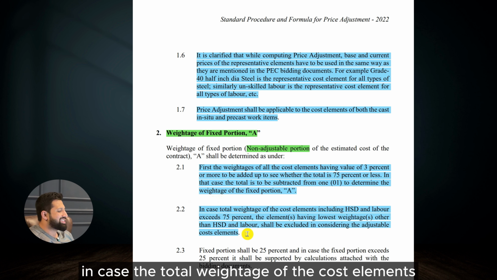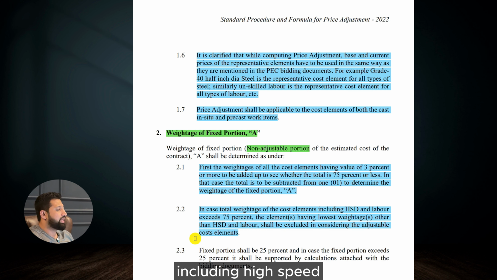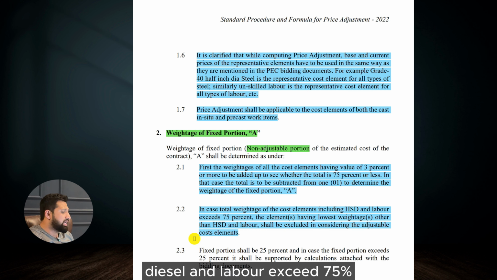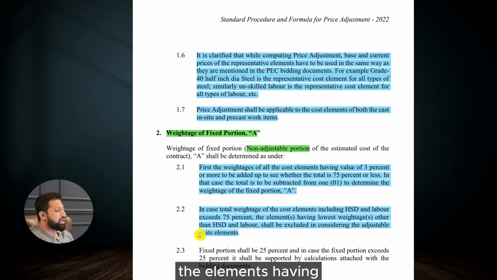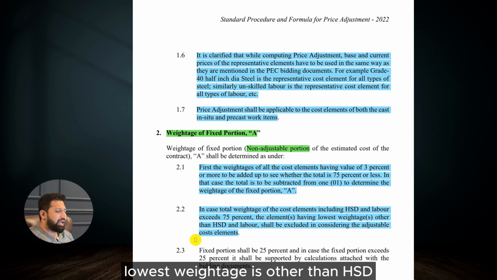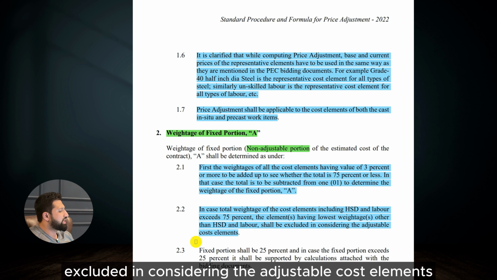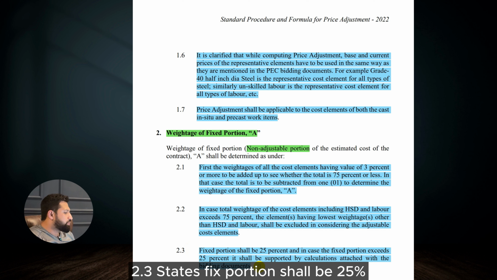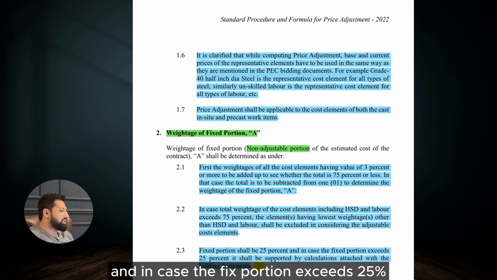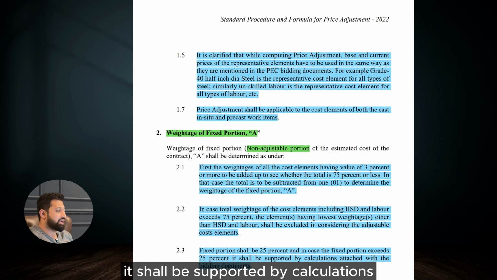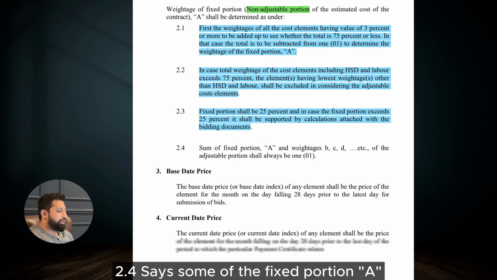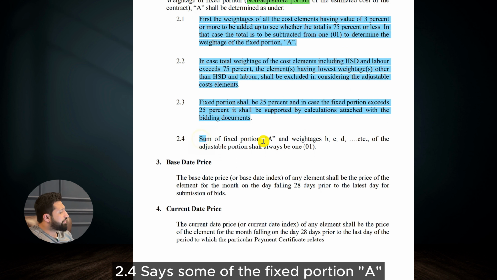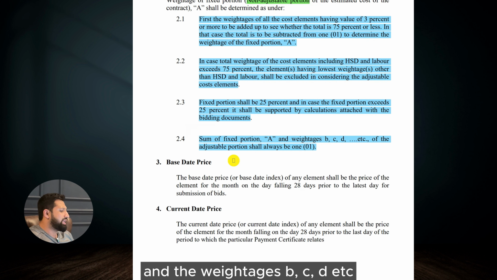2.2 illustrates in case the total weightage of the cost elements including high-speed diesel and labor exceeds 75%, the elements having lowest weightage other than HSD and labor shall be excluded in considering the adjustable cost elements. 2.3 states fixed portion shall be 25% and in case the fixed portion exceeds 25%, it shall be supported by calculations attached with the bidding documents. 2.4 says sum of the fixed portion A and the weightages B, C, D, etc. of the adjustable portion shall always be 1.